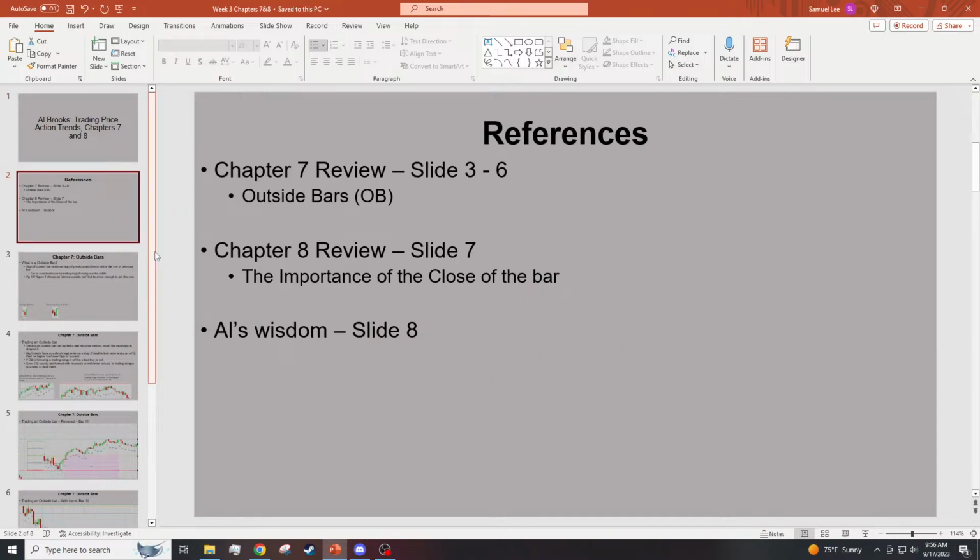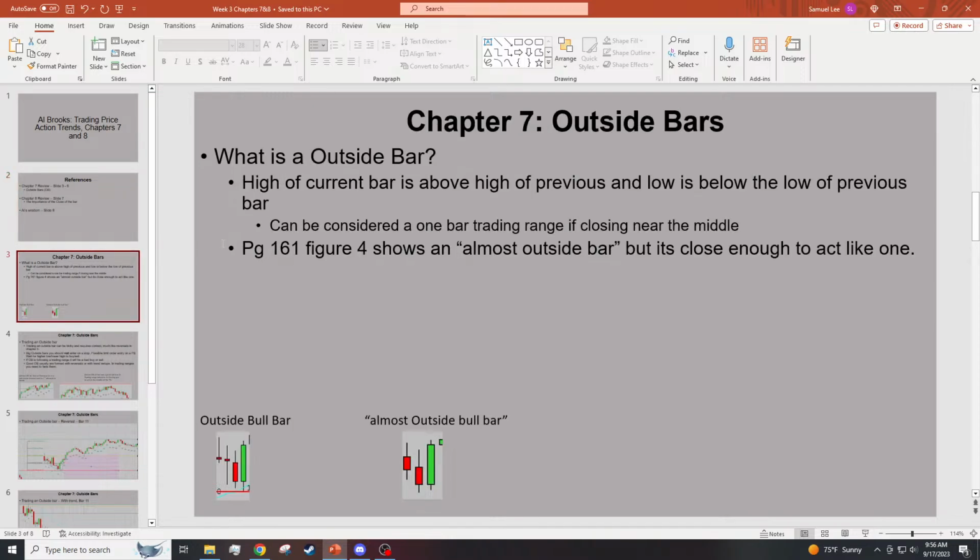So here's a reference slide. Outside bars, I'll just go ahead and move on. Outside bars, in general, they're pretty tricky. So let's talk about, I want to be very thorough when I talk about them. What is an outside bar? Well, it's when the high of the current bar is above the high of the previous, and the same thing for the low. So it has to occur simultaneously in general.